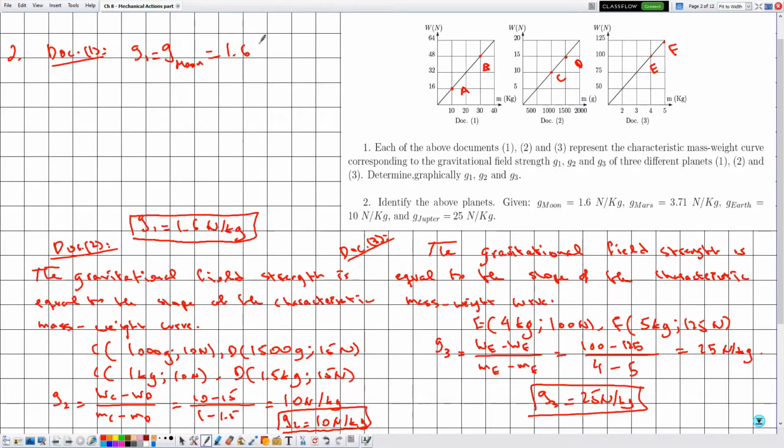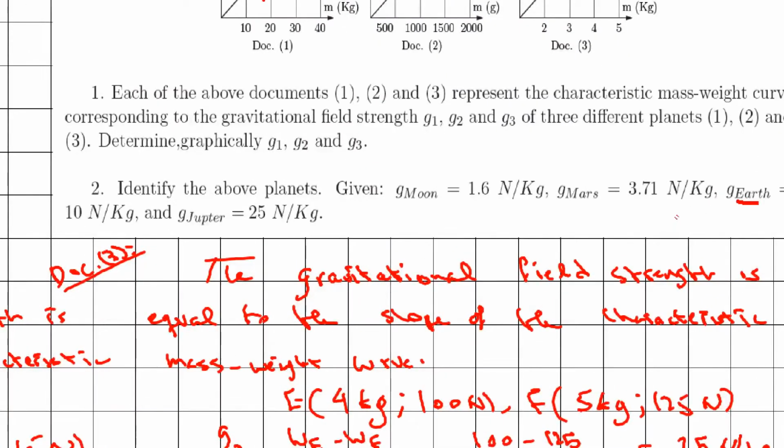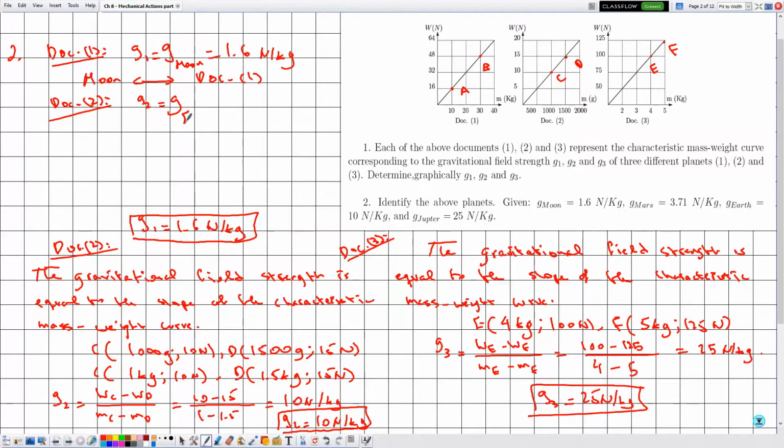So it's given by 1.6 newtons per kilogram. In this case, the Moon corresponds to document 1. Now as for document 2, we have that the gravitational field strength g2 is equal to that of Earth, which is equal to 10 newtons per kilogram. For this reason, Earth corresponds to document 2, or it's more convenient to say that document 2 corresponds to Earth.